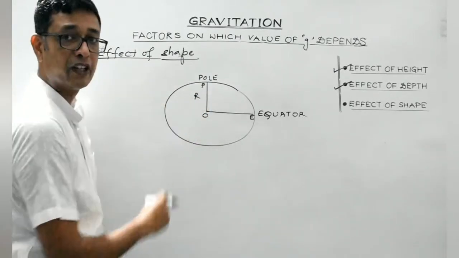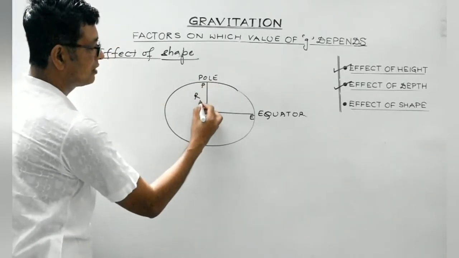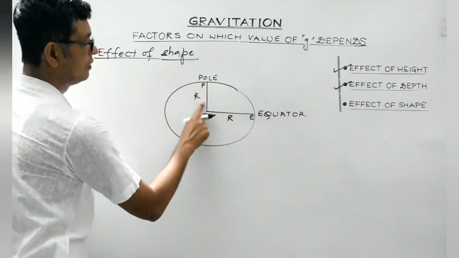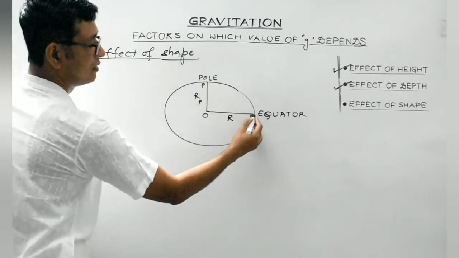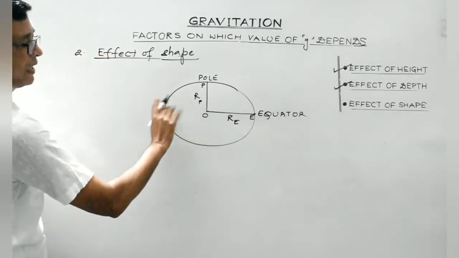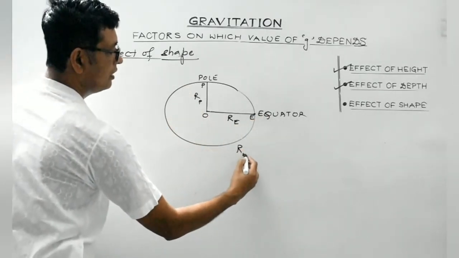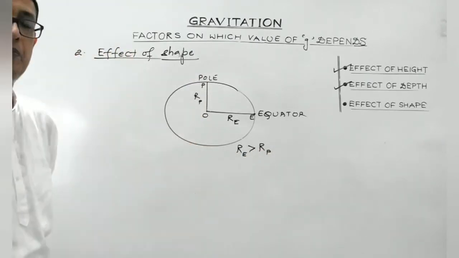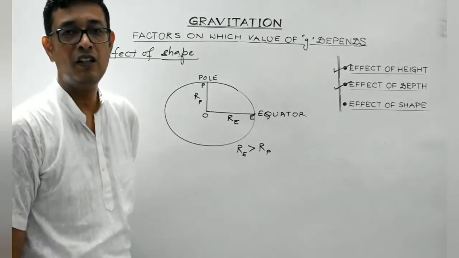The radius would be different, obviously. This is the radius at a point on the pole, and this is the radius for a point on the equator, RE. It is pretty clear that RE is greater than RP. It is pretty evident from the diagram itself.